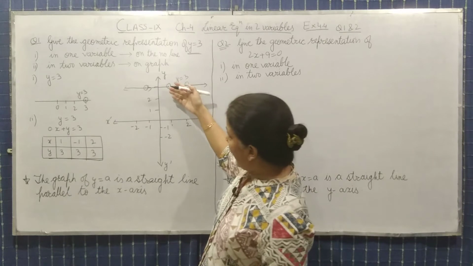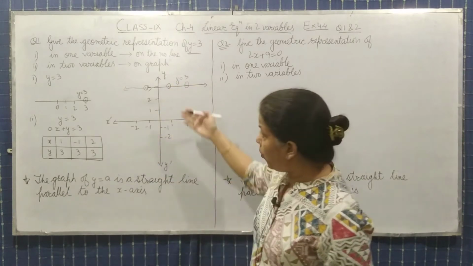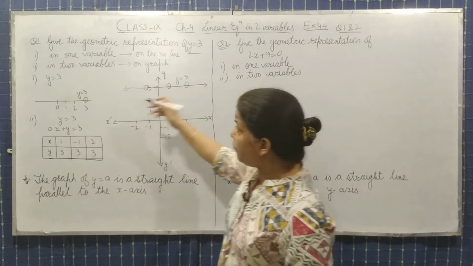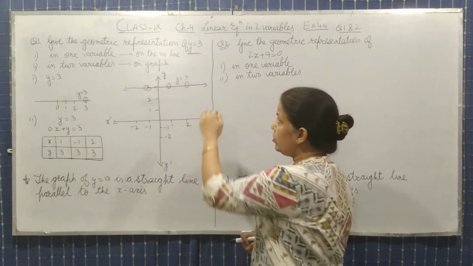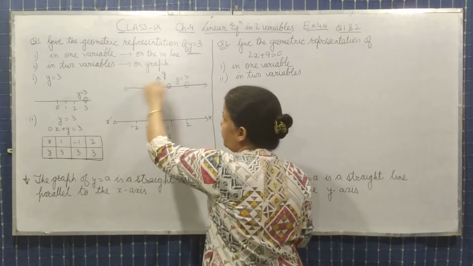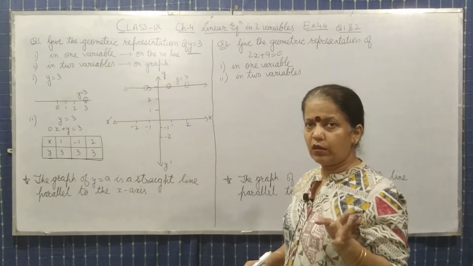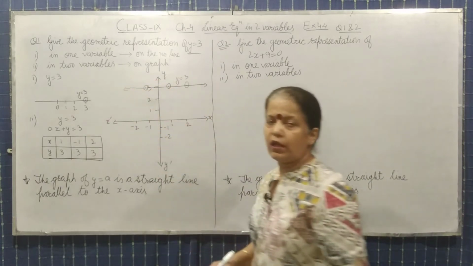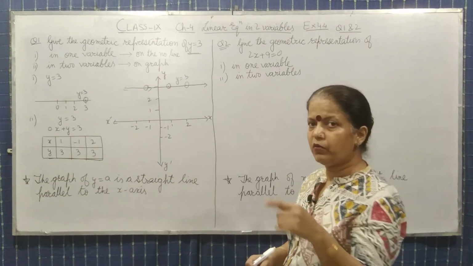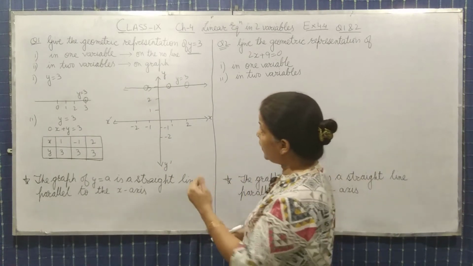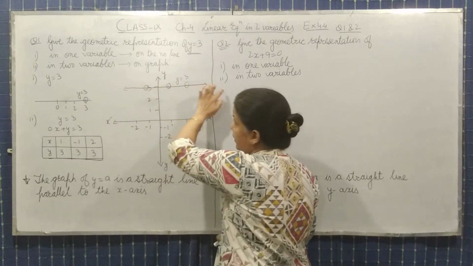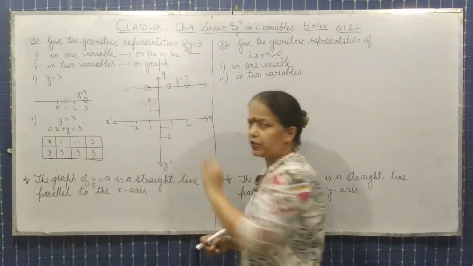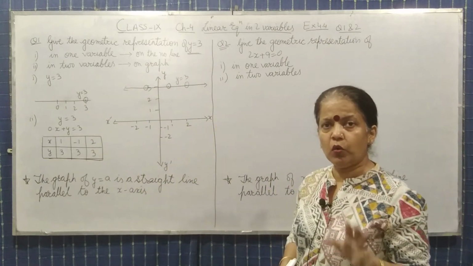Okay, can you observe what representation you have got here on the graph? If y equal 3, then that line passes through y equals 3, isn't it? On the graph, the line is passing through y equal 3. All the points are on the same straight line which passes through y equal 3. Or we can say that this line after joining is parallel to the x-axis, isn't it? It is parallel to the x-axis.